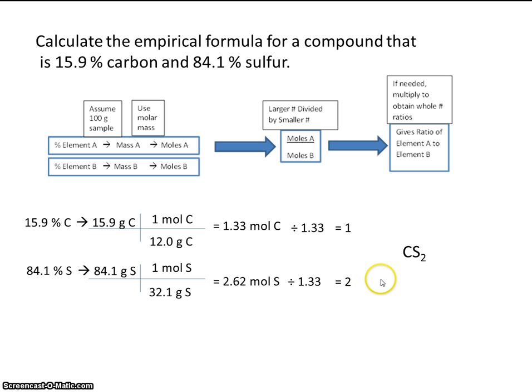So our empirical formula is C1S2 or CS2. Students oftentimes ask which one comes first. Well, it doesn't really matter. You can write the carbon first or the sulfur first. Eventually, over time, we'll establish some conventions, and it will kind of become second nature which element comes first. But for now, it doesn't matter.